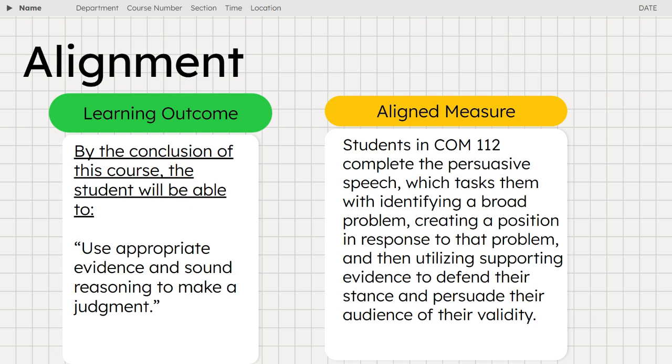And for the measure, students in Communication 112 complete the persuasive speech, which tasks them with identifying a broad problem, creating a position in response to that problem, and then utilizing supporting evidence to defend their stance and persuade their audience of their validity. So if we're talking about using evidence and sound reasoning to make a judgment, and this is all about identifying a problem, creating a position in relation to that problem with research, and then utilizing that research to defend the judgment that they are making, yeah, absolutely, that works. We can see that connection there.